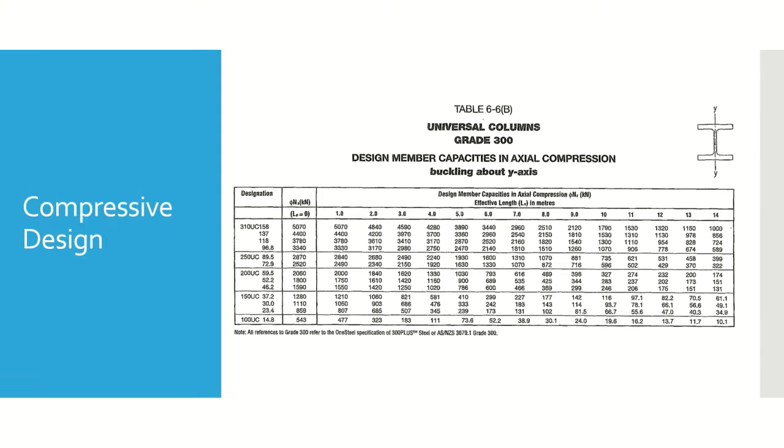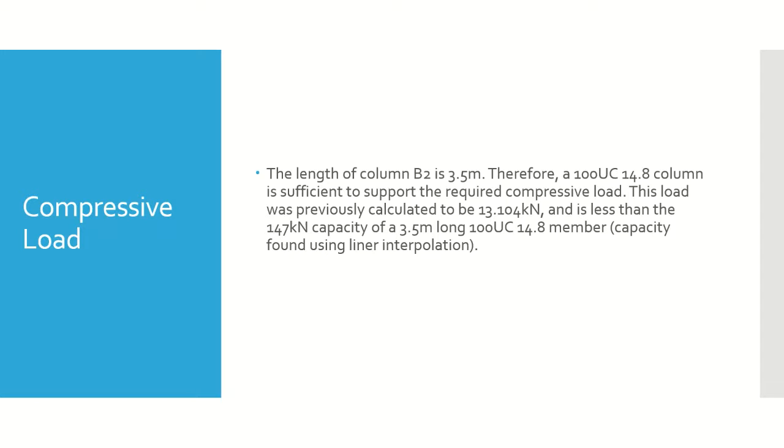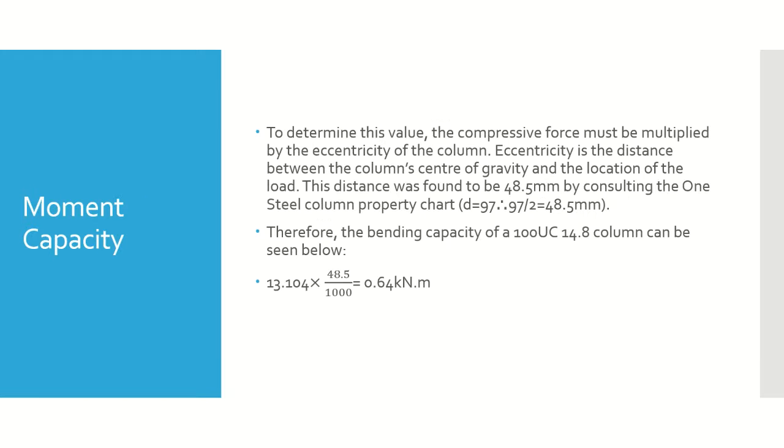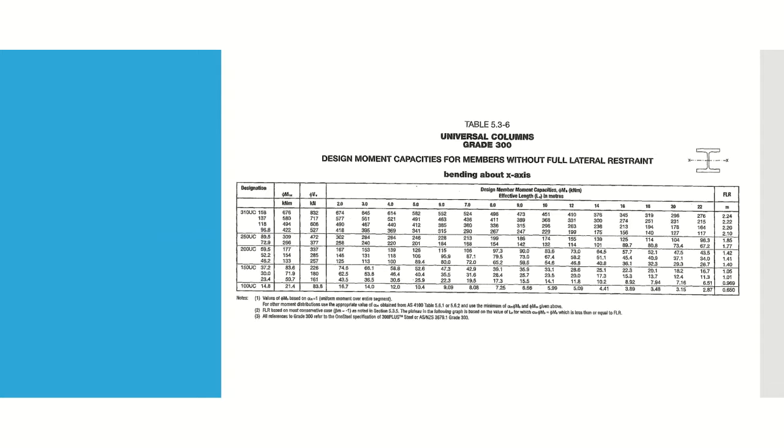The design capacity tables must be checked to determine the column member size. The strength about the column's y-axis must be checked, as this is the member's weakest axis and is most prone to buckling. A 100 UC 14.8 column was found to be sufficient. The 100 UC 14.8 column must now be checked for its bending capacity. It can be seen in the table that a 100 UC 14.8 member has a moment capacity of 13 kilonewton meters, which is greater than the 0.64 kilonewton meters being applied to it. Hence, it is okay in terms of its moment capacity for the shed.